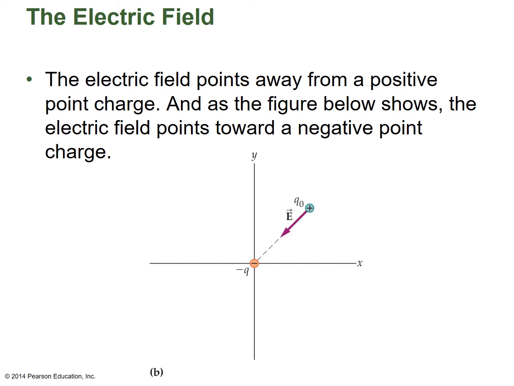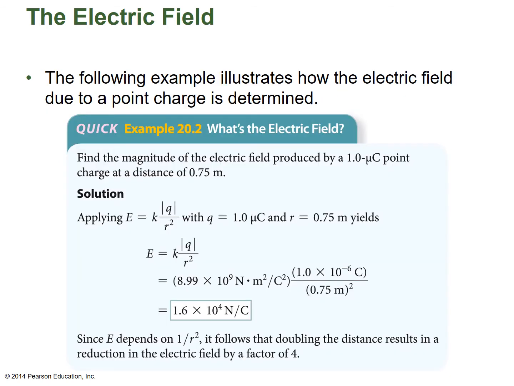In this case, we see the same thing, but since the charge is negative here, the electric field line will point towards this charge. It terminates on the surface of this charge. Let us have an example here. Find the magnitude of the electric field produced by a 1 microcoulomb point charge at a distance of 0.75 meter. So simply the field will be kQ over R squared. Q is 1 microcoulomb and R is 0.75 meter.